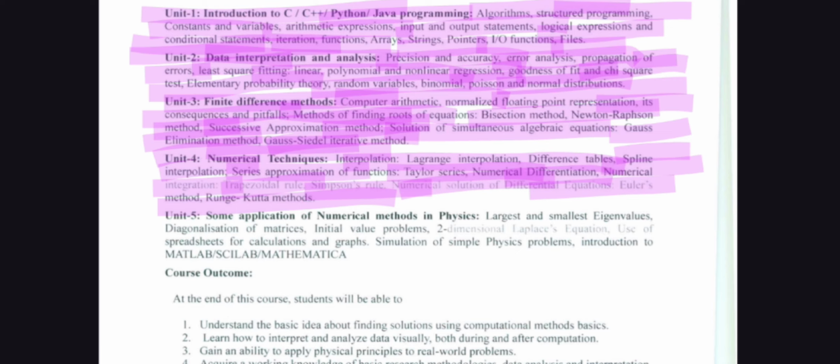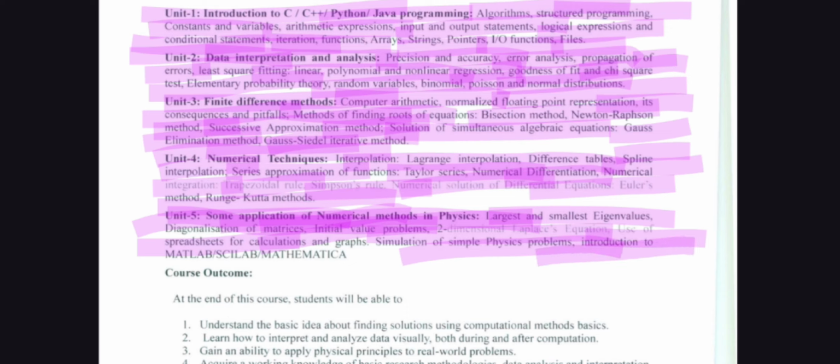So unit 5 is here. Some applications of numerical methods in physics: largest and smallest eigenvalue, diagonalization of matrix and eigenvalue problem, two-dimensional Laplace equation, use of spreadsheet for calculation and graphs, simulations of simple physics problems, introduction of MATLAB, SCILAB, Maxima, Mathematica.